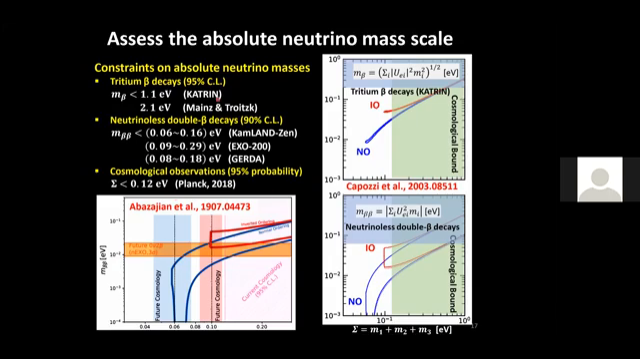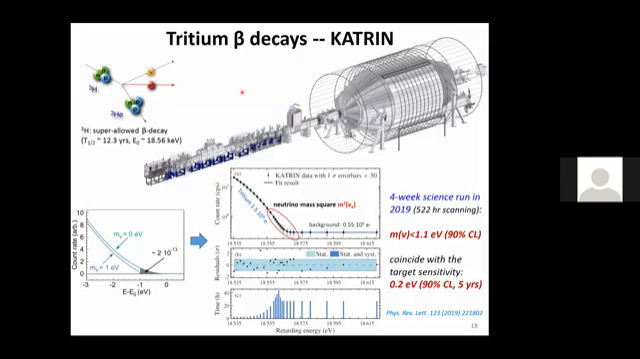So now let's discuss these experiments a little bit. Tritium beta decay. The KATRIN is a very beautiful experiment. It measures the superallowed beta decay, and the different size of the neutrino mass will affect the spectrum shape near the beta decay endpoint. This measurement is very challenging. It requires extremely good energy resolution and systematic control.